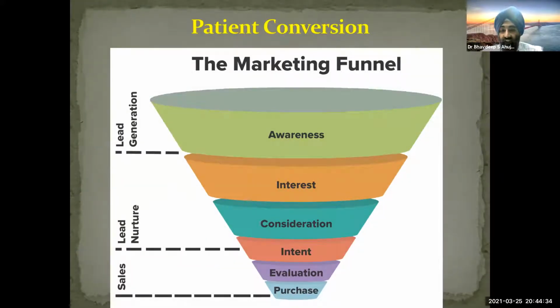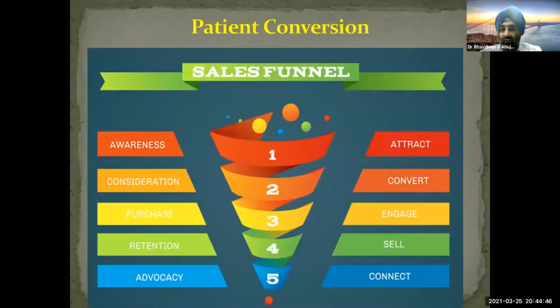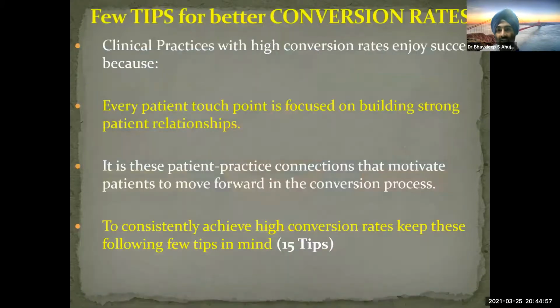Awareness, interest, consideration, intent, evaluation, and ultimately purchase. Of course, this is not exactly a purchase, but this is what an exact marketing funnel looks like. And similarly, a sales funnel will look like this: awareness, consideration, purchase, retention, advocacy. Attract, convert, engage, sell, connect. So these parameters are very important. And those who have high conversion rates focus on building strong patient relationships, because it is these connections with the practice that motivate them to move forward in the conversion process.